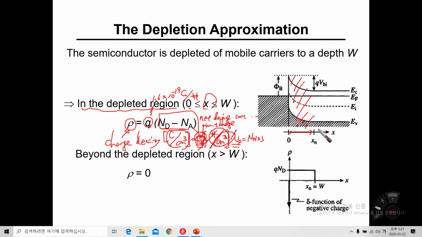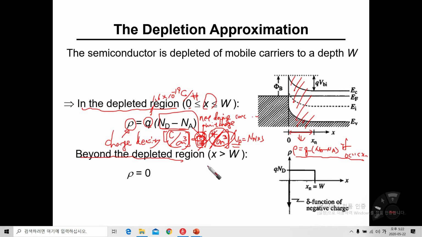Based on the depletion approximation, all the dopant atoms are ionized and all free electrons are depleted out in the range of x from 0 to xn. So in this specific region, the charge density originates only from the ionized donor and acceptor atoms. So we can write up this equation, if x is in between here. Then the next one is beyond the depleted region.